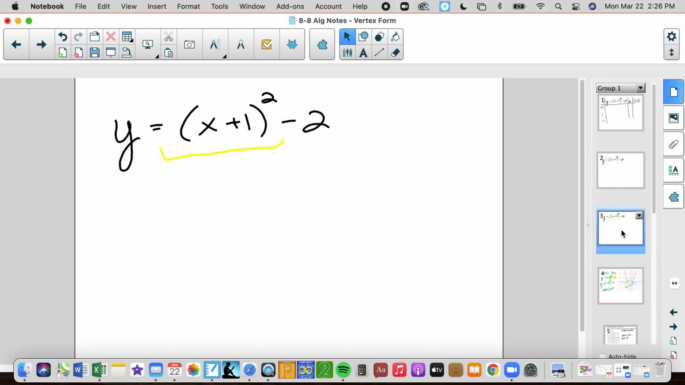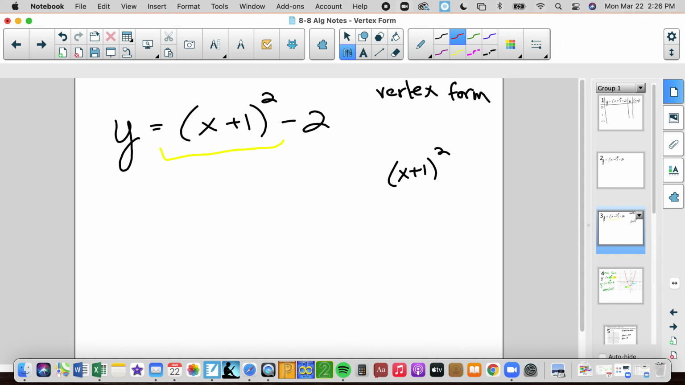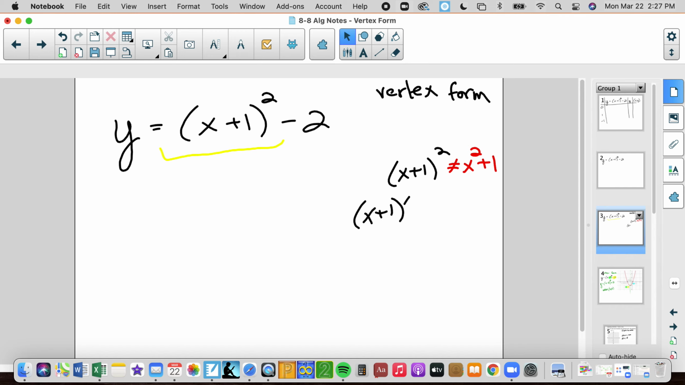The other way that we could do this is, okay, if this is vertex form, what if I converted it into standard form? So I would simplify this, and we need to remember that this does not equal x squared plus 1. You do not distribute that to both of them. You can't distribute exponents across addition or subtraction. What this really does equal is the quantity of x plus 1 times the quantity of x plus 1. We have two of them. That's why the exponent is 2.